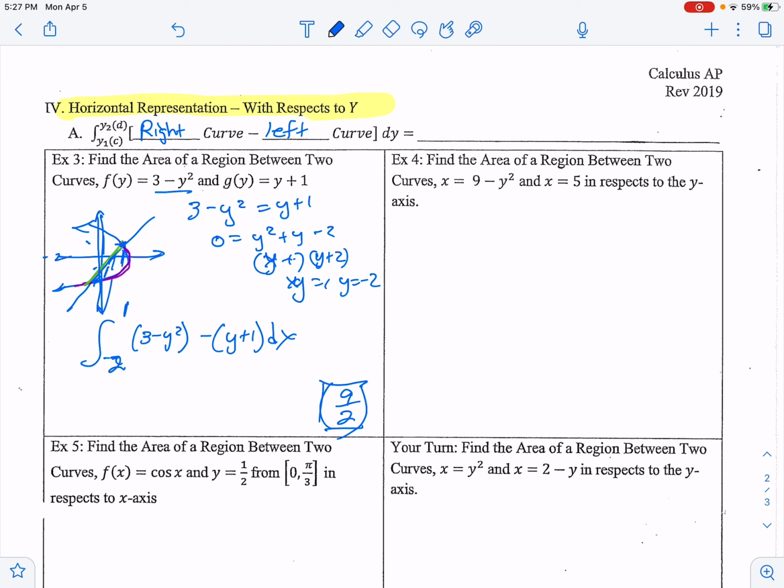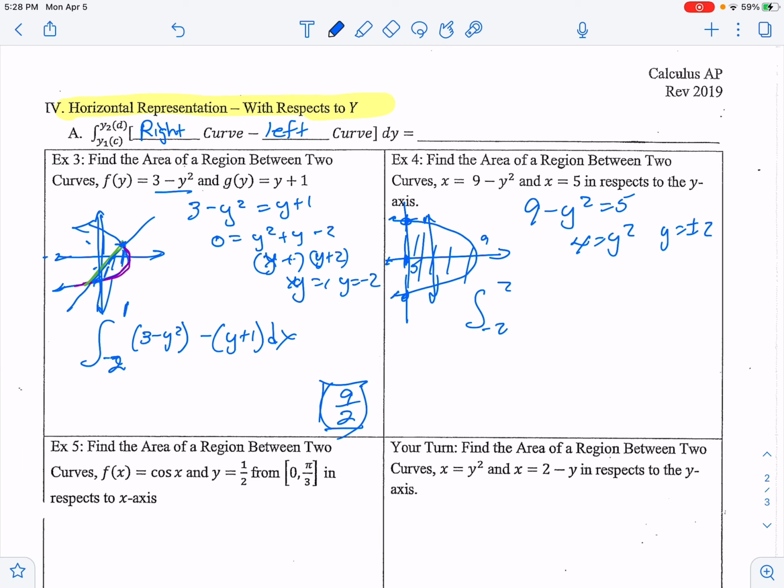This is the same problem. Let's set it up. It goes like this. This goes here at 5. Okay, so this is 5. This is 9. We need these intersections here, you set them equal to each other. So 4 equals y squared, so y is equal to plus or minus 2. Integrate from -2 to 2. Right minus left. And your answer should be 80 over 3. Okay, do the math.